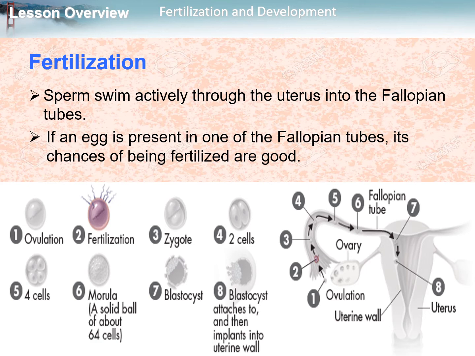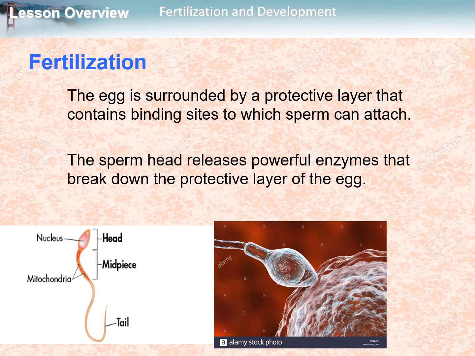wherein the egg could meet the sperm. The egg is surrounded by a protective layer that contains binding sites to which the sperm can attach. The sperm head releases powerful enzymes that break down the protective layer of the egg.